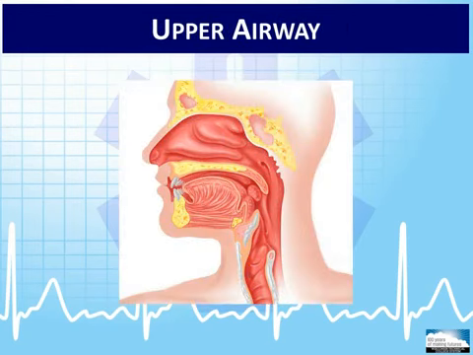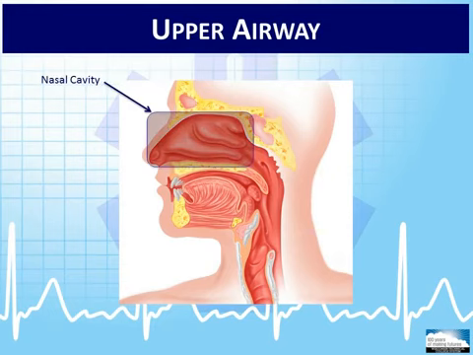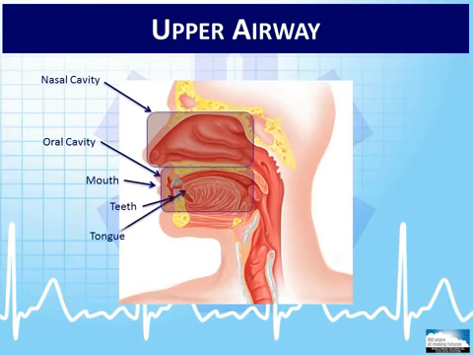Starting at the top of the respiratory system and working our way down, we first encounter the nasal cavity. The nasal cavity does more than just give us a pathway for air to enter the respiratory system. It also cleanses, warms, and humidifies our inhaled air. Just below the nasal cavity is our oral cavity, which contains the mouth, teeth, tongue, and jaw.